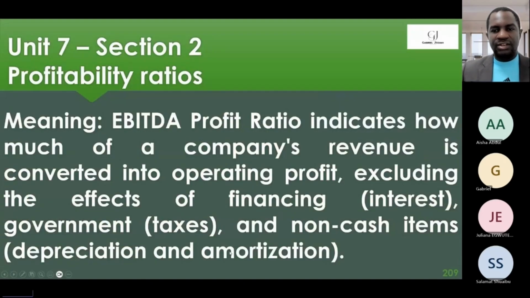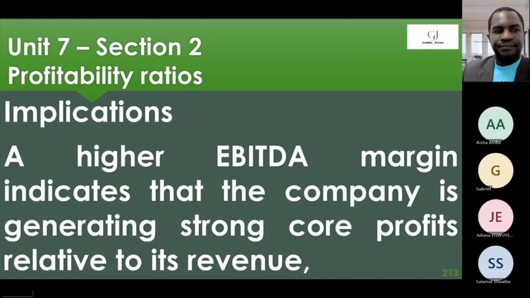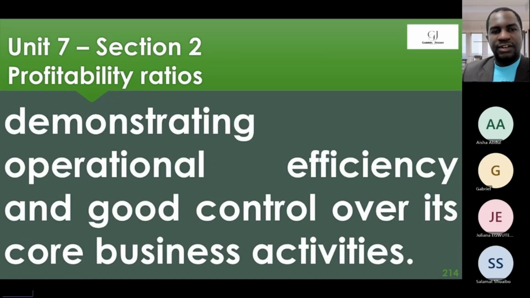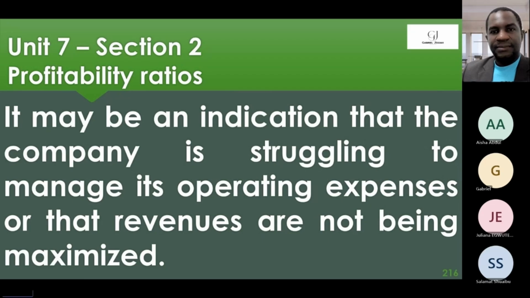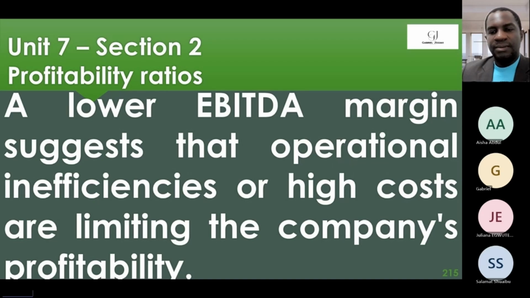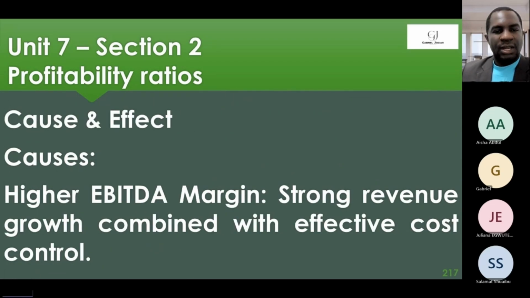So let's look at the meaning so that it will give us more context, the implication. A higher EBITDA margin indicates that the company is generating strong core profits relative to its revenue, demonstrating operational efficiency and good control over its core business, not non-core. A lower EBITDA margin suggests operational inefficiencies or high costs limiting the company's profitability. It may be an indication that the company is struggling to manage its operating expenses, or that revenue is not being maximized. So this may be the reason for a low EBITDA.